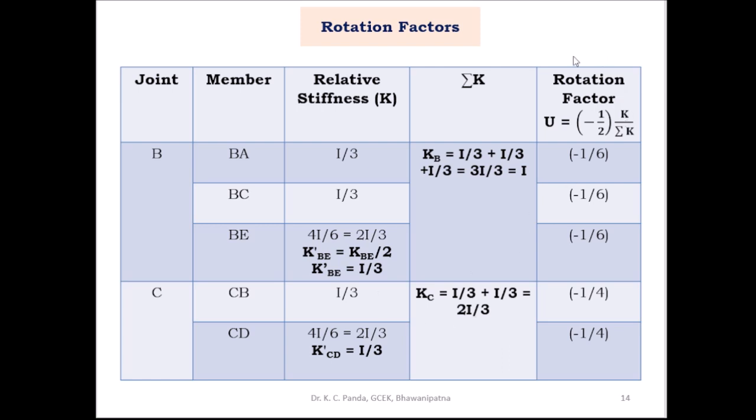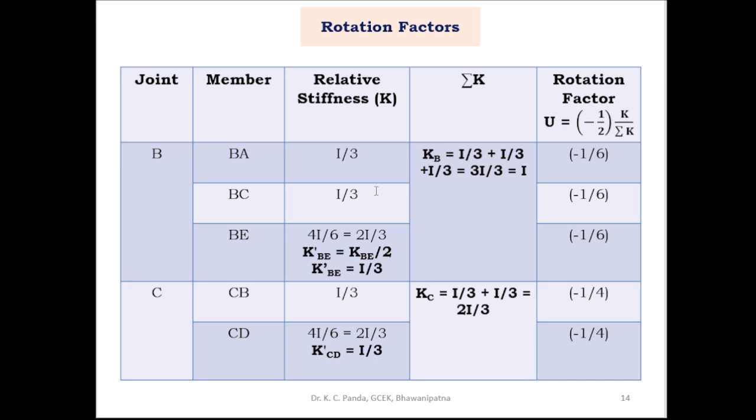Then find out the rotation factors. As you know, the rotation factor can be found by using this formula: minus half the relative stiffness of the member divided by the relative stiffness of the joint. So here you know the relative stiffness of the member and the relative stiffness of the joint. UBA is equal to minus half KBA divided by summation of KB. KBA is equal to I by 3 and summation of KB is equal to I. So minus half into I by 3 divided by I is equal to minus 1 by 6.